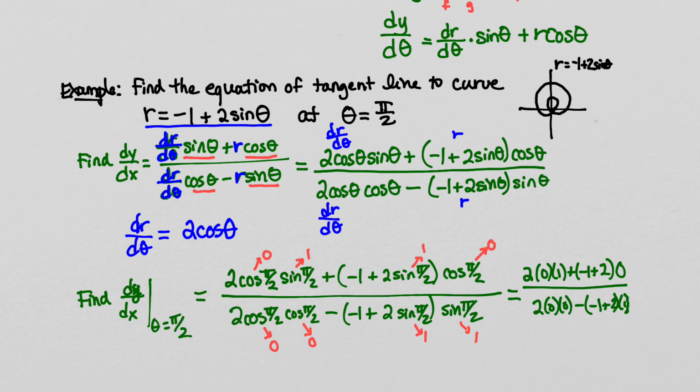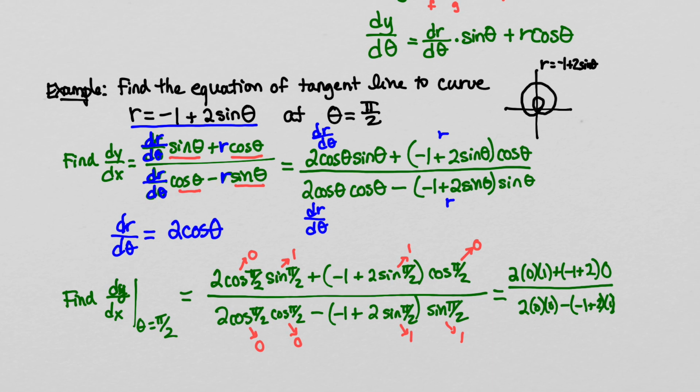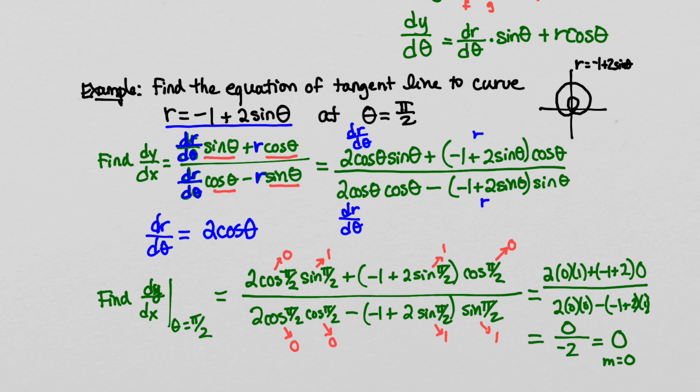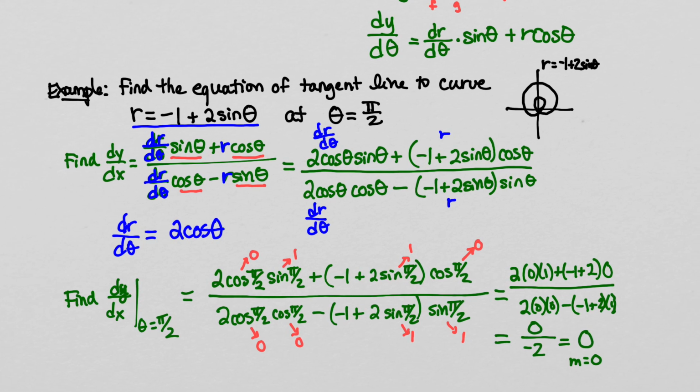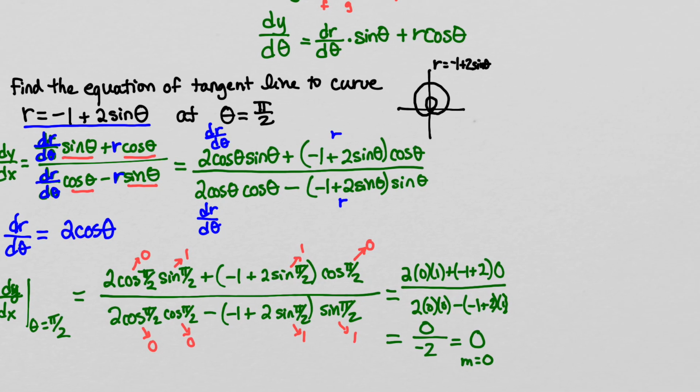But that's okay. Why do I say it's not very interesting? What are you guys getting as your slope? 0 over negative 2, which is just 0. So you guys are getting a slope of 0. Well, that's not fun. Find the equation of the tangent line to the curve. So my slope is 0.